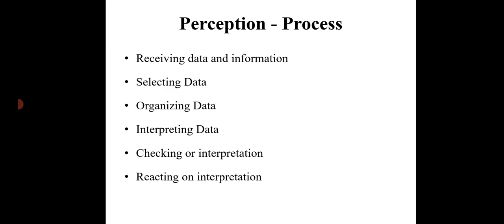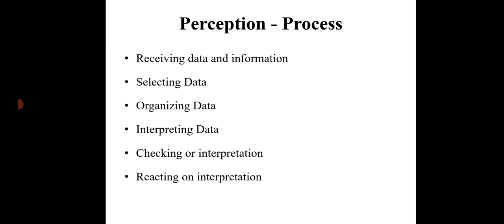So it may happen at any stage of perception. It may happen that the data was wrong, or you misunderstood it, isn't it? So you have to find it out. You have to counter check whether the interpretation of data is right or wrong. And then the last stage comes, which is reacting on your interpretation. At the fifth stage, when you realize that your interpretation is right, then only you can proceed for reaction on interpretation.